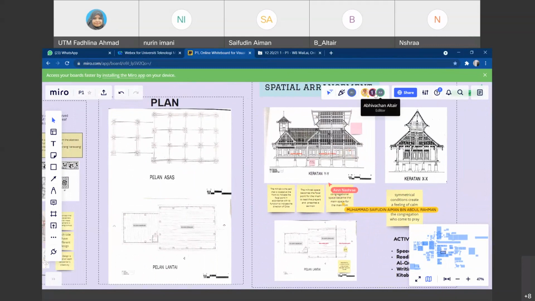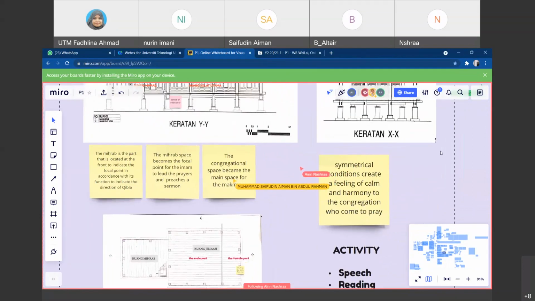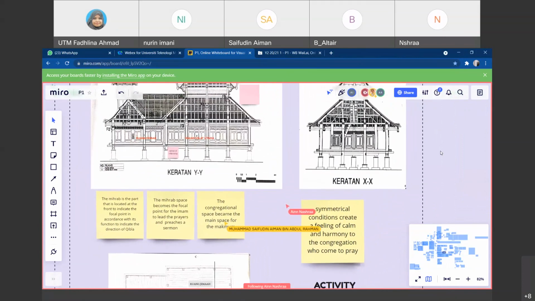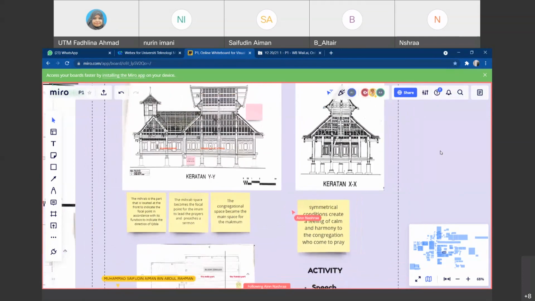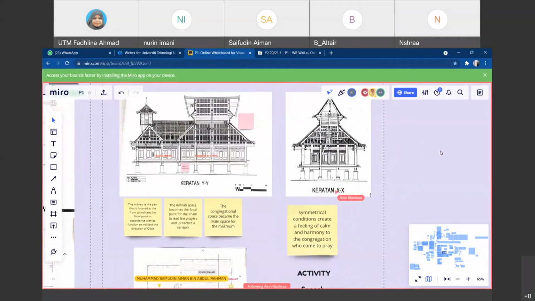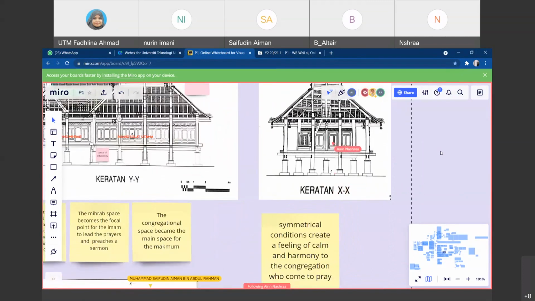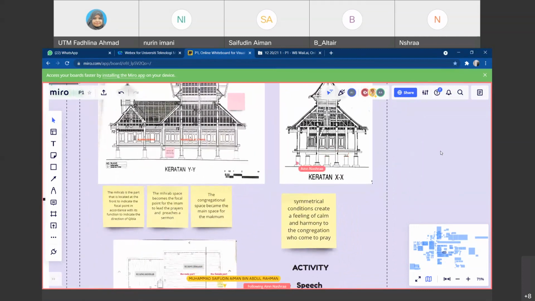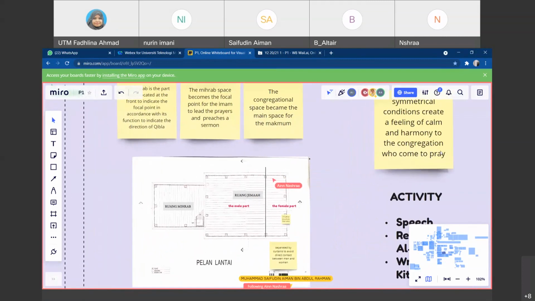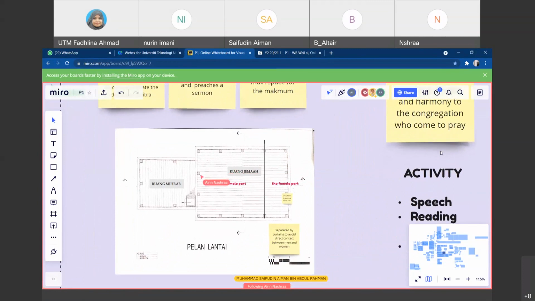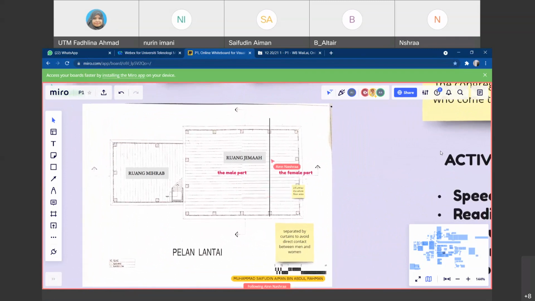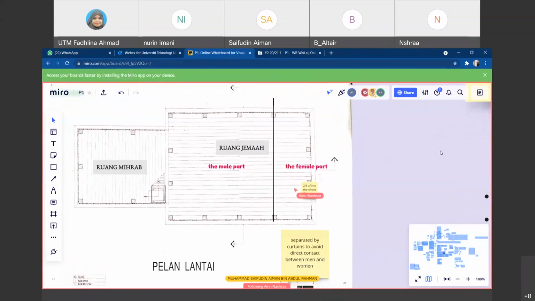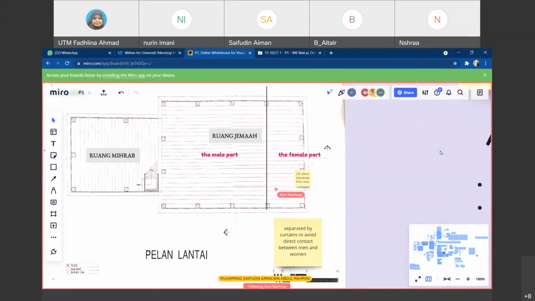Next, it is built for the spaces using a symmetrical condition to create a feeling of calm and harmony for the congregation who comes to pray. As we can see, in the section it is symmetrical, where the right and left are the same spaces. In addition, in the plan, the small part is the ruang mihrab, and the biggest space is the ruang jemaah, and it is separated between the male part and the female part by a curtain to avoid direct contact between man and woman.